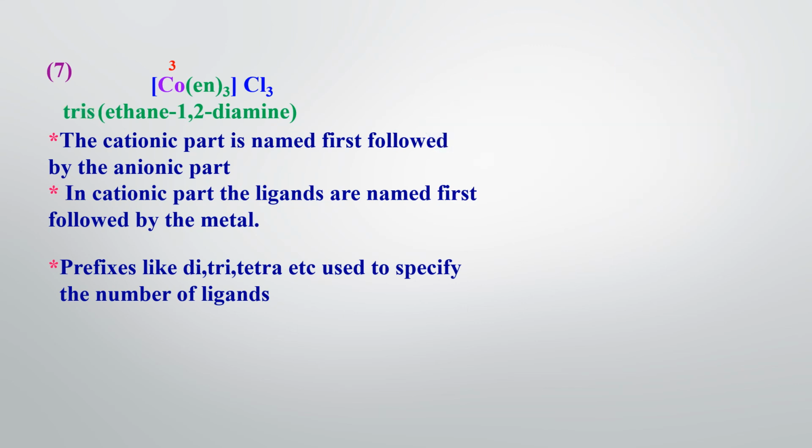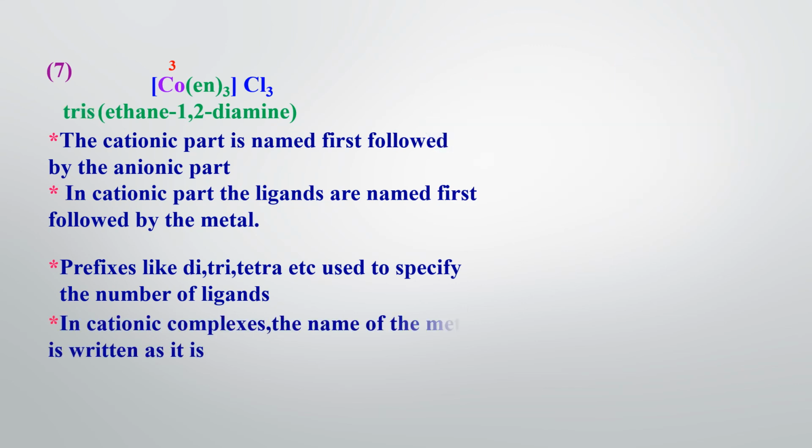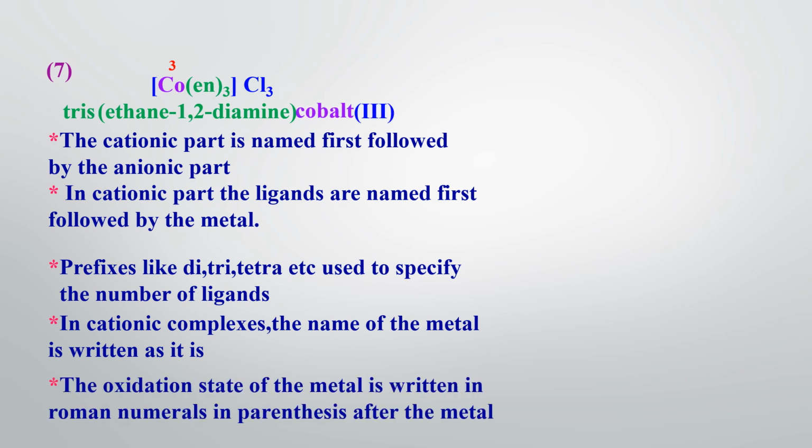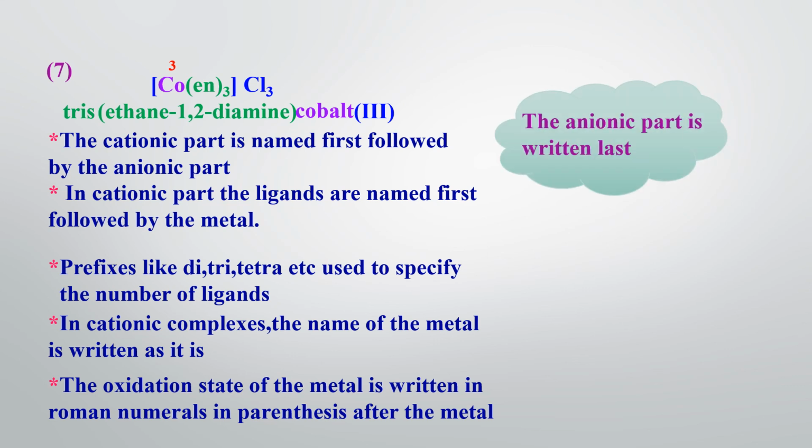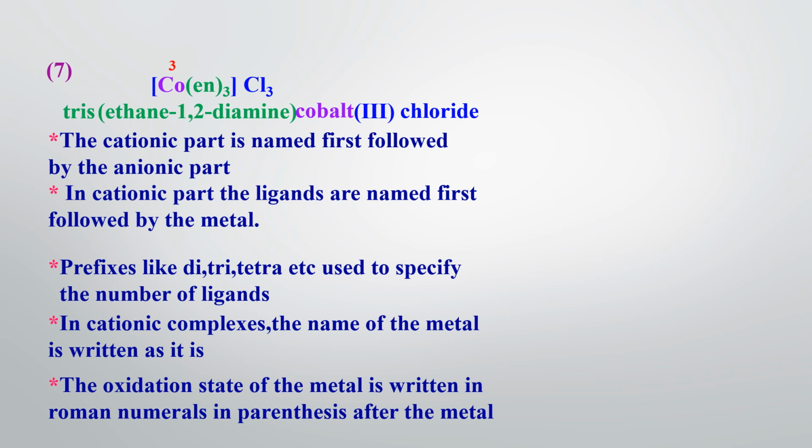Now we have to use tris(ethane-1,2-diamine), that is cobalt. Then the oxidation state we know is 3, cobalt(III). Then the anionic part, without using the Greek prefix, is chloride. So this is also one of the cationic complex namings. Then one more I will go with.